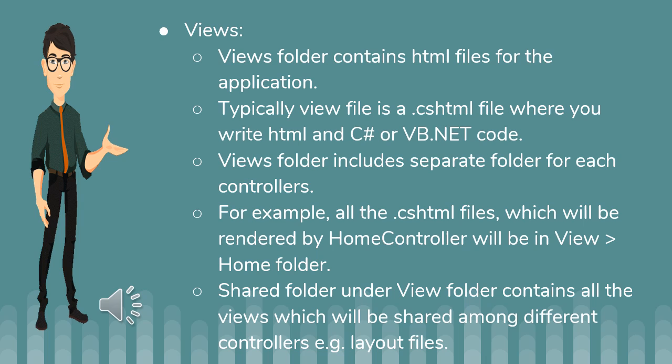Views. Views folder contains HTML files for the application. Typically a view file is a CSHTML file where you write HTML in C# or VB.NET code. Views folder includes a separate folder for each controller. For example, all the CSHTML files which will be rendered by the Home controller will be in the View Home folder. Shared folder under the Views folder contains all the views which will be shared among different controllers, for example layout files.